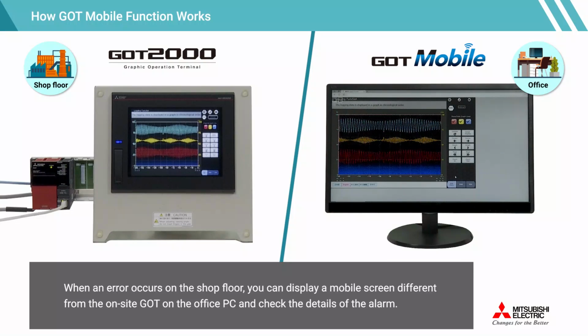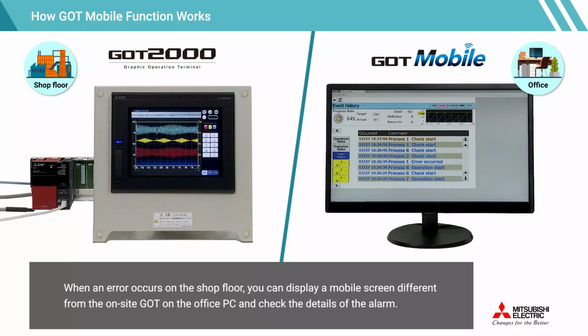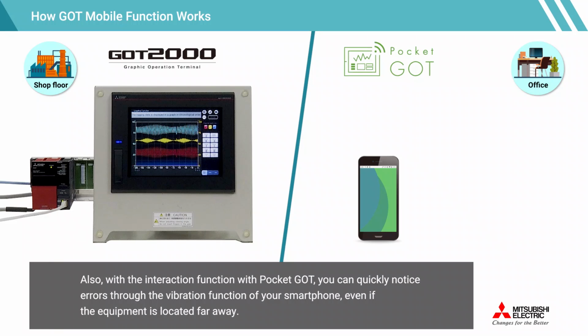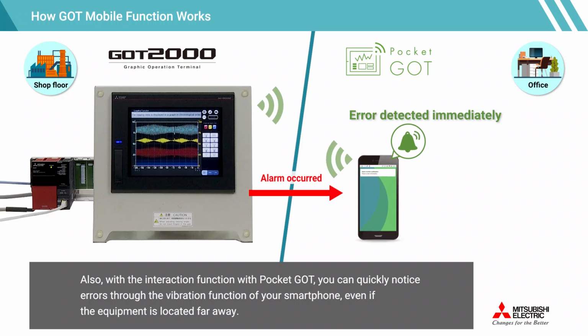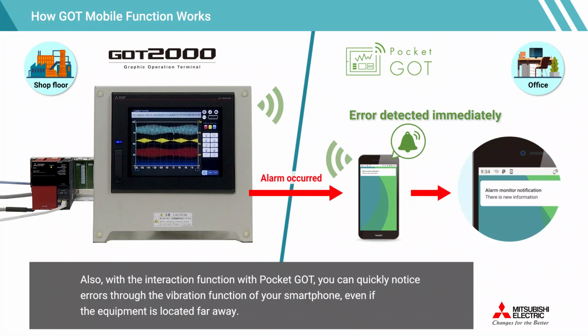When an error occurs on the shop floor, you can display a mobile screen different from the on-site GOT on the office PC and check the details of the alarm. Also, with the interaction function with Pocket GOT, you can quickly notice errors through the vibration function of your smartphone, even if the equipment is located far away.